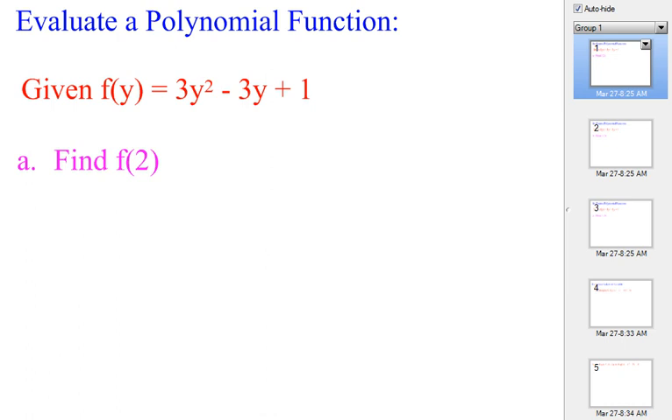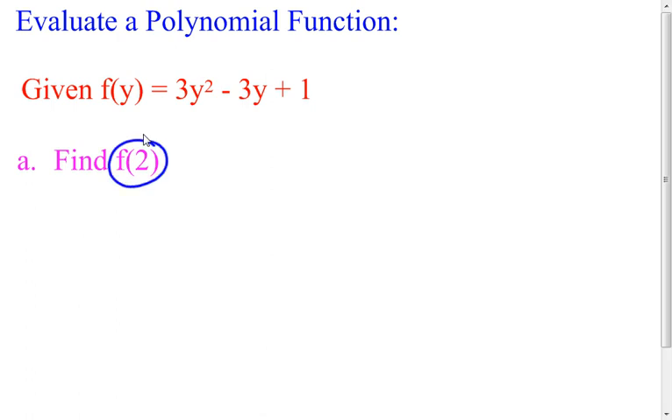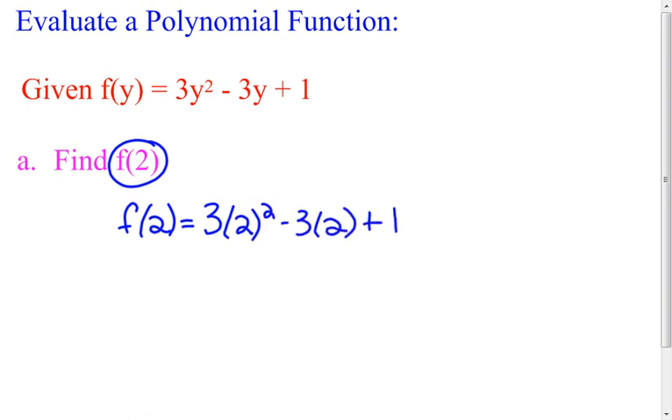All right, we are going to be looking at evaluating different polynomials today. The first thing it wants us to do is, I gave you a polynomial and it's wanting you to find f of 2 right here. All that means is that wherever you see a y, you are going to plug in a 2. Okay, so I will take 3 times 2 squared minus 3 times 2 plus 1 right there.